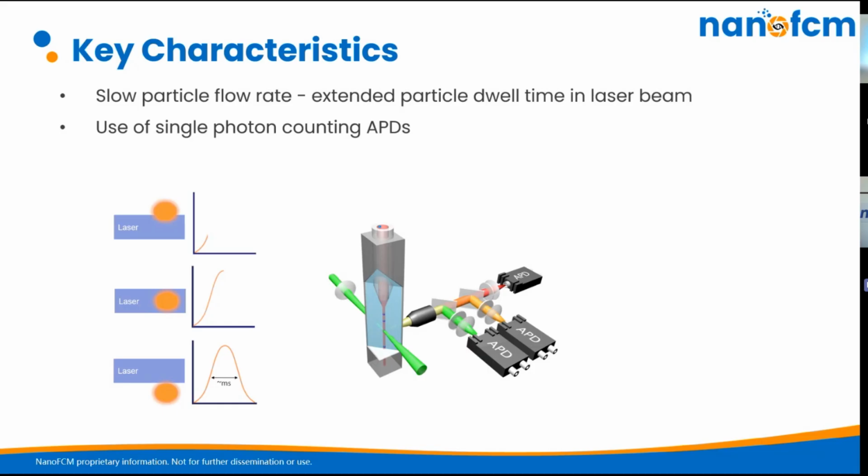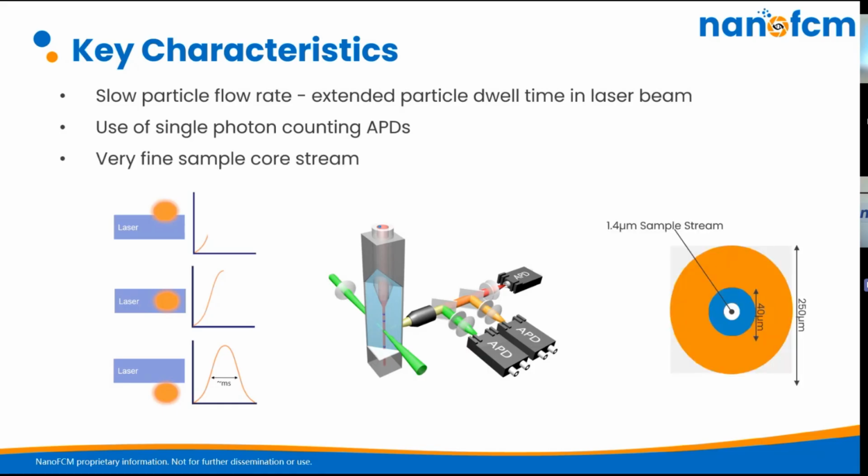These are highly sensitive detectors that allow us to detect very low or very dim particles in the fluorescence channels we use. We also have a very fine sample core stream, where the inner diameter of the capillary that feeds the instrument is 1.4 microns in size. This allows us to pass nanoparticles through the laser with as much time in front of the laser as possible and resolve them one by one.